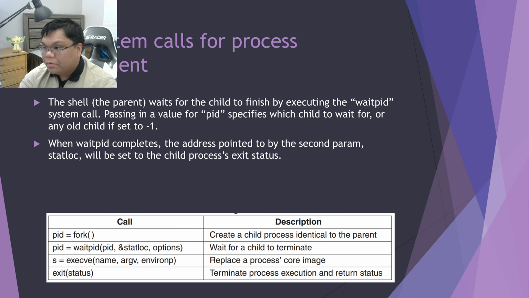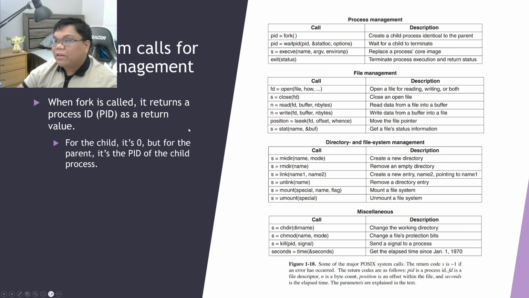And to recap, let's go back to our table. pid = fork. Fork makes a new process that's initially a copy of the calling process. Waitpid has the parent process wait for its child process to finish executing. Execve replaces a process's core image with a new program. And exit basically terminates process execution and returns status. So those are the 4 main system calls related to process management.